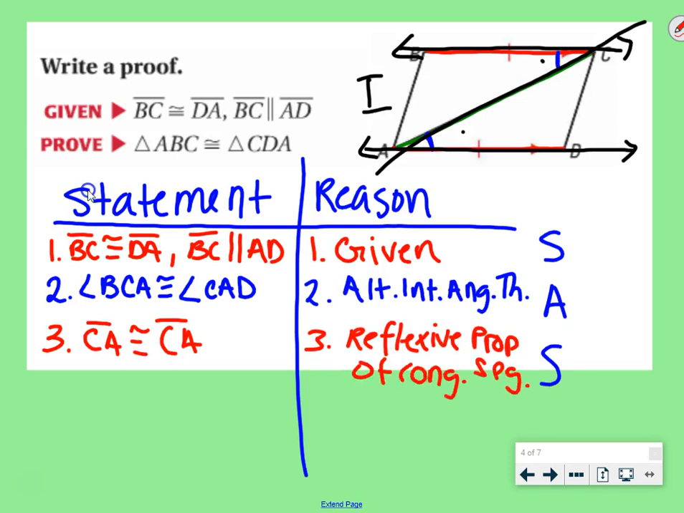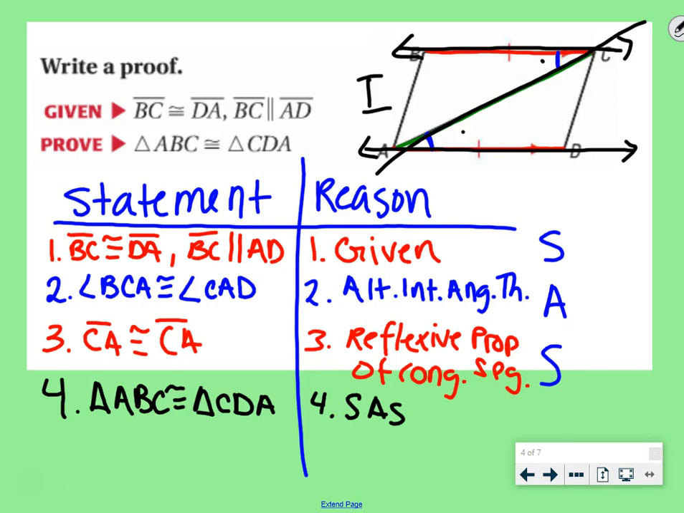And then lastly, since we've listed out that two sides are congruent, two angles are congruent, and two sides are congruent, and the angle is in between the two sides, we can say that triangle ABC is congruent to triangle CDA, reason being side, angle, side postulate.